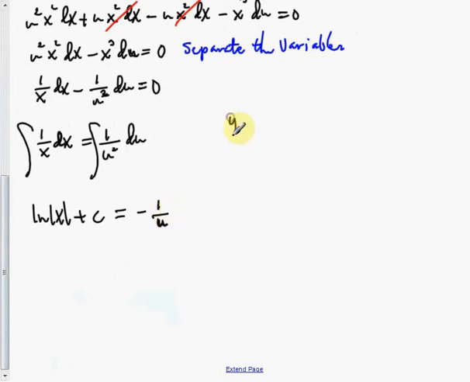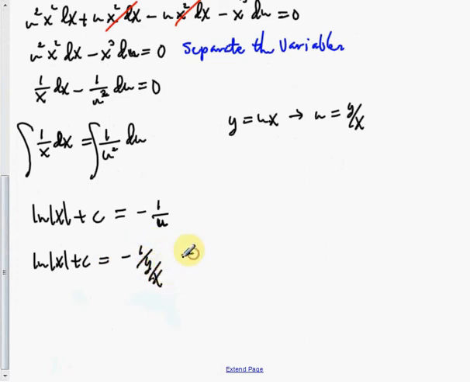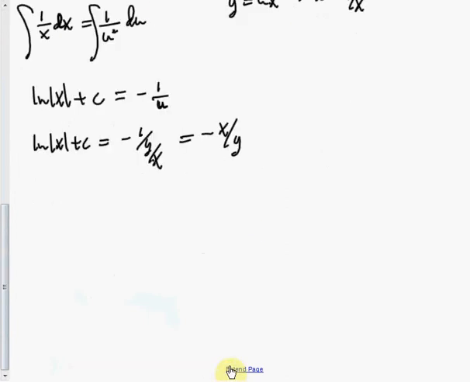So we have y equal to ux. That implies that u is equal to y over x. So we make the substitution. This is negative 1 over y over x, or negative x over y. Multiply everything here by the y. So we get y times the natural log of the absolute value of x plus c times y is equal to negative x.